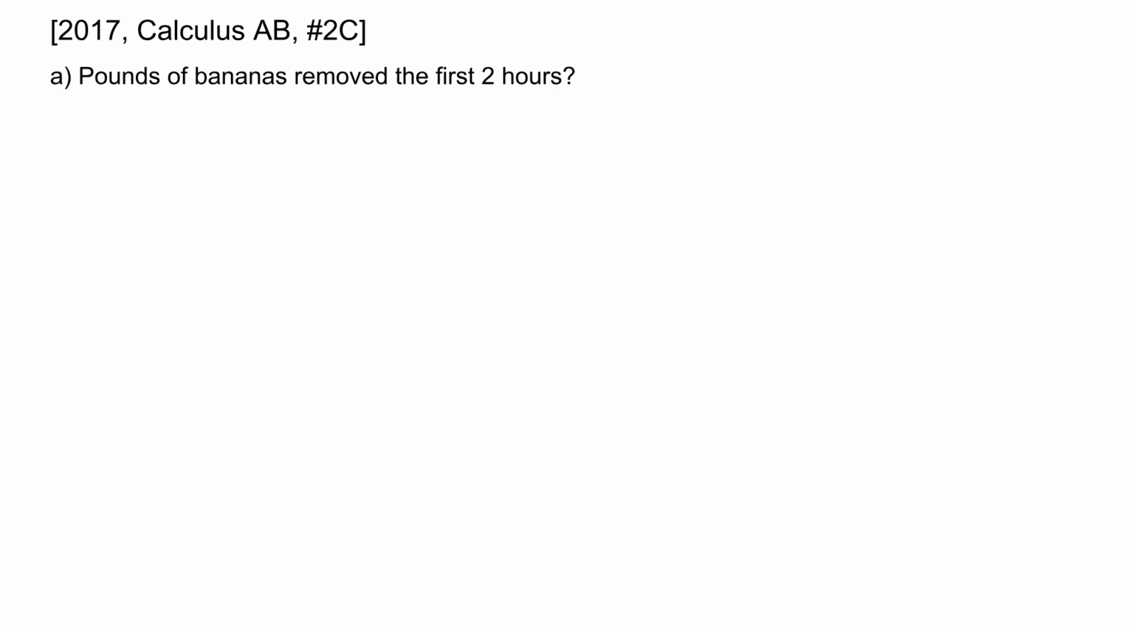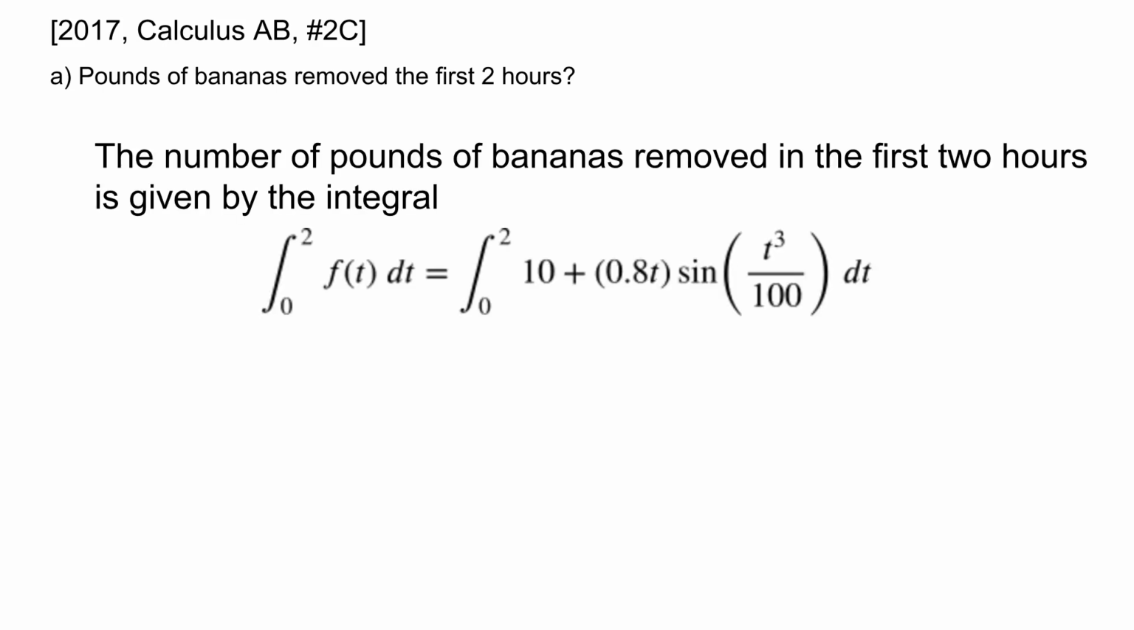In part A of this question, we are asked how many pounds of bananas have been removed during the first 2 hours. The number of pounds of bananas removed in the first 2 hours is given by the definite integral from 0 to 2 of f of t dt, which is the integral from 0 to 2 of 10 plus 0.8 t times the sine of t cubed over 100 dt.